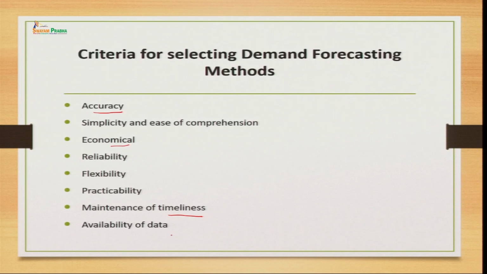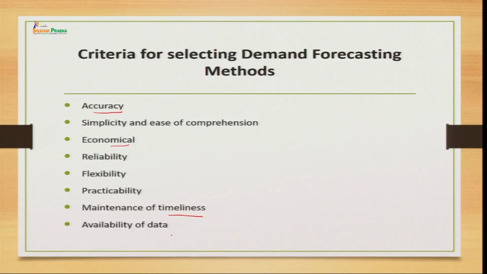And lastly, availability of data. Suppose there are different ways of calculating demand forecasting, some methods based on your past and previous data, right. If the data is not available to you, then applying those techniques will be a problem for you, right. So, you have to see whether the data is available to you or not for making those techniques and methods possible for you, right. So, these are some criteria which we need to take into account before we select the forecasting technique.